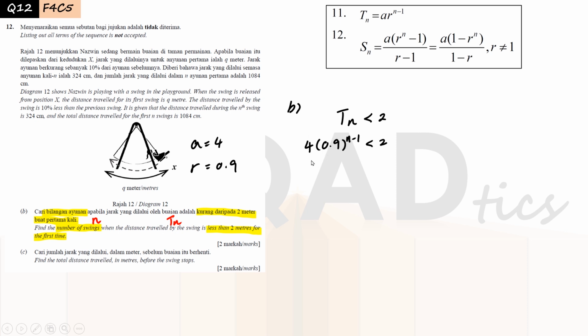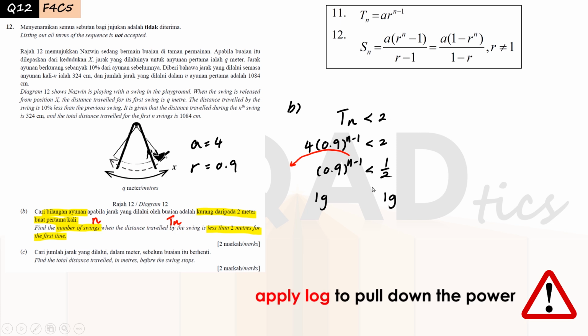Okay, so I'm going to move forward to the other side. So now you can see that the value of n is at the power part. We need to have a way to move it down. So the only way to move it down is to apply log to both sides. Okay, so the value of n minus 1 can be here.